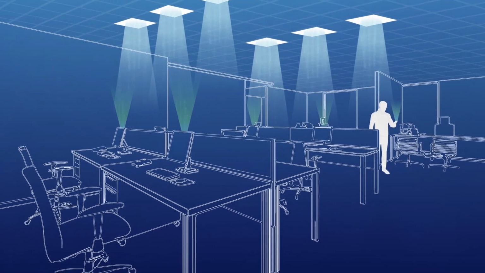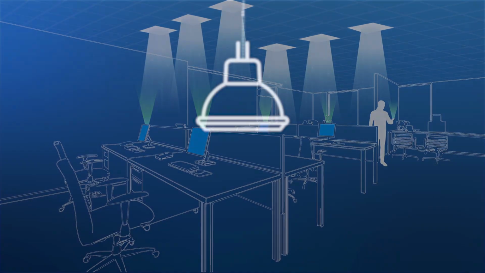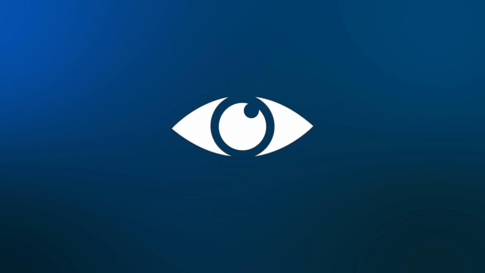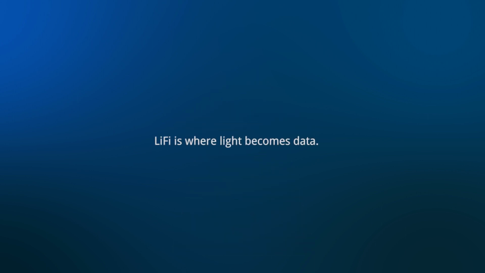another purpose: connectivity. LiFi enabled LED lights modulate illumination levels to send data like Morse code. This modulation happens so fast the eye can't perceive it. LiFi is where light becomes data.